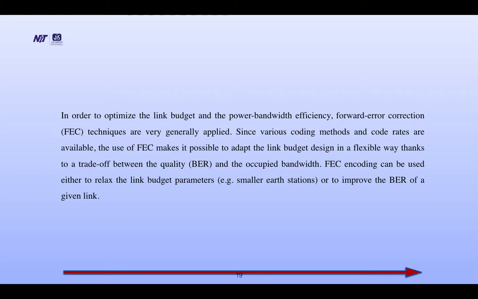In order to optimize the link budget and power and bandwidth efficiency, forward error correction FEC techniques are increasingly applied. Since various coding methods and code rates are available, the use of FEC makes it possible to adapt the link budget design in a flexible way, thanks to a trade-off between the quality, BER, and the occupied bandwidth. FEC encoding can be used either to relax the link budget parameters, that is, to allow smaller earth stations, or to improve the BER of a given link.